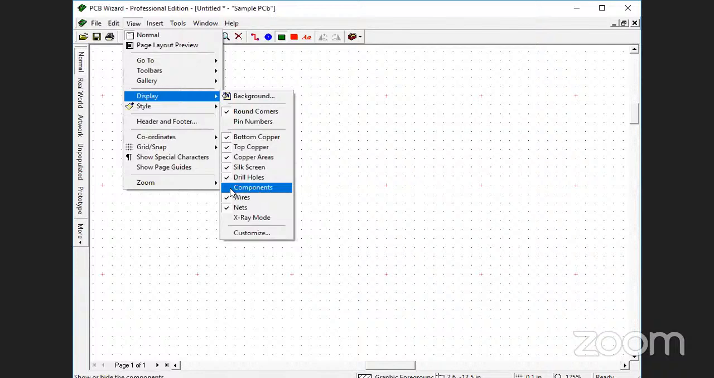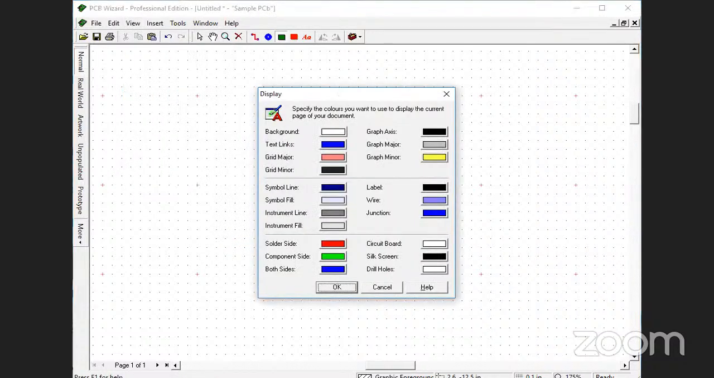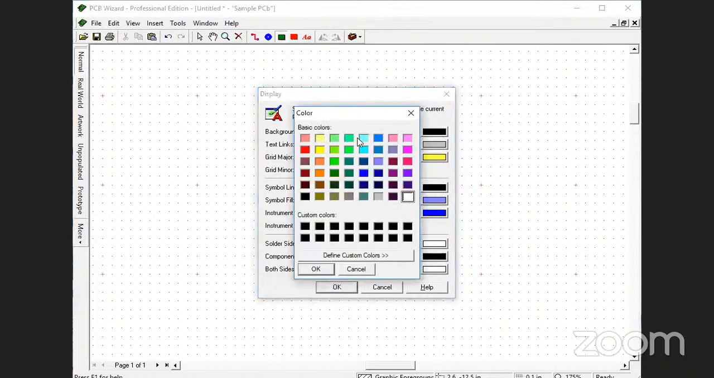Components, if you wanted to look around, then you can enable this component by taking out here. If you wanted to look out for wires, then wires also, nets for jumpers. If you wanted to see the X-ray mode, you can go for X-ray mode. And if you wanted to make some customization, that is, what color coding is required for this, you can click onto this and you can change the color.